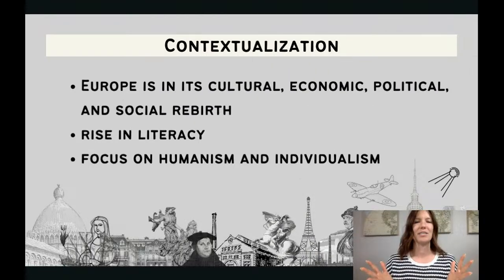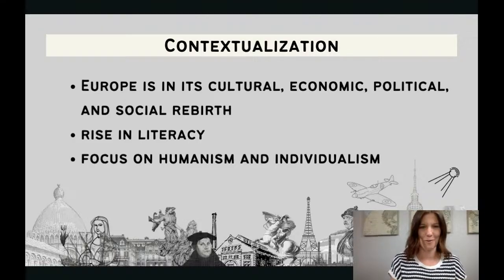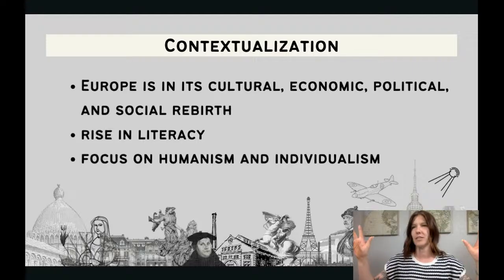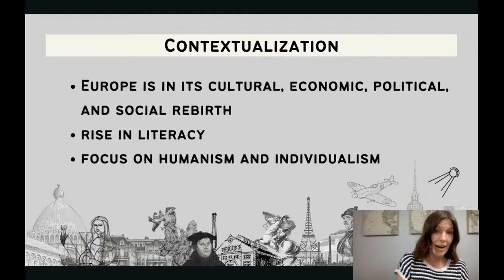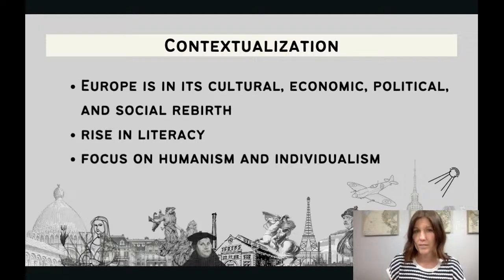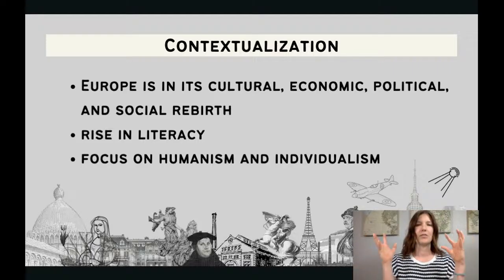Okay, contextualizing the Protestant Reformation. That is essentially us, again, recapping what I just talked about in Unit 1. Europe is in its cultural, economic, political, and social rebirth. They have re-entered the global stage, and they are living it up. They're gaining so much wealth and power because of their control of trade, specifically in the Americas. There's also a rise in literacy thanks to Gutenberg's printing press, and a focus on individualism, secular humanism, and diverse academic interests. All of those things are going to coalesce into the Protestant Reformation.